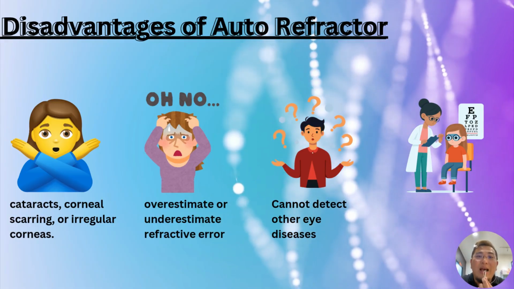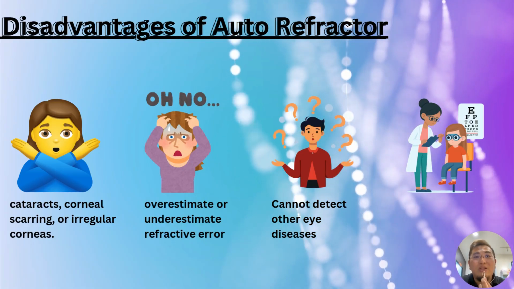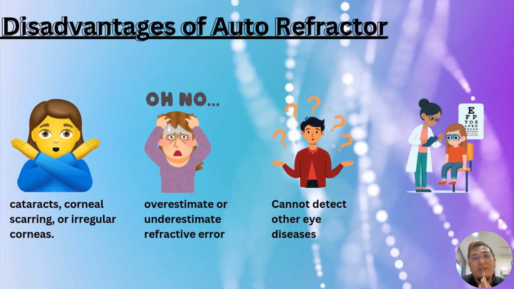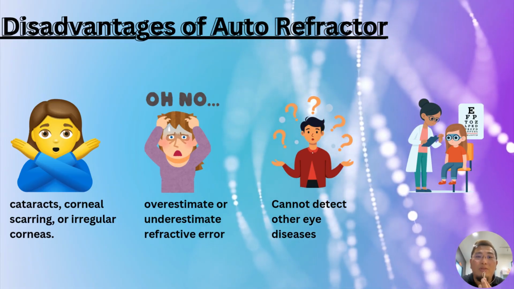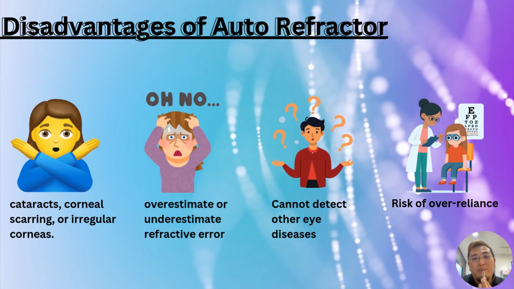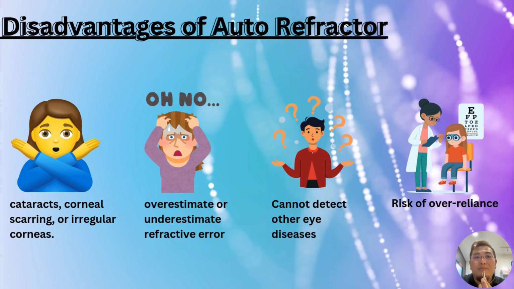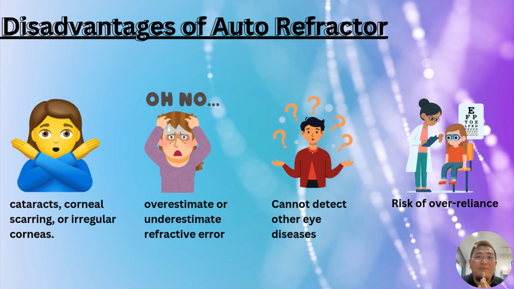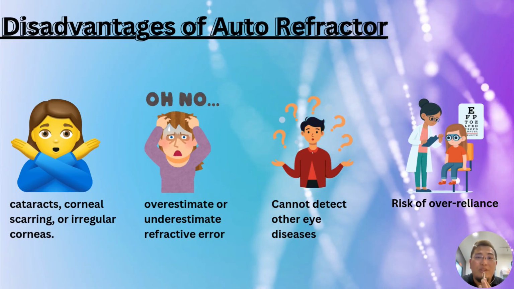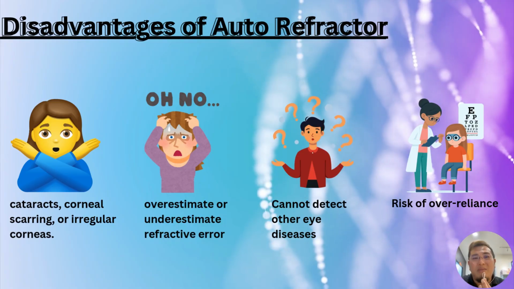The autorefractor cannot detect other eye diseases. It only measures the refractive status. It does not check eye health. Conditions like glaucoma, retinal disease, or dry eye will go unnoticed. This is a risk of over-reliance in some practices. The measurements should always be confirmed and refined through subjective refraction by a trained eye care professional. So, autorefraction alone should not determine the final prescription.